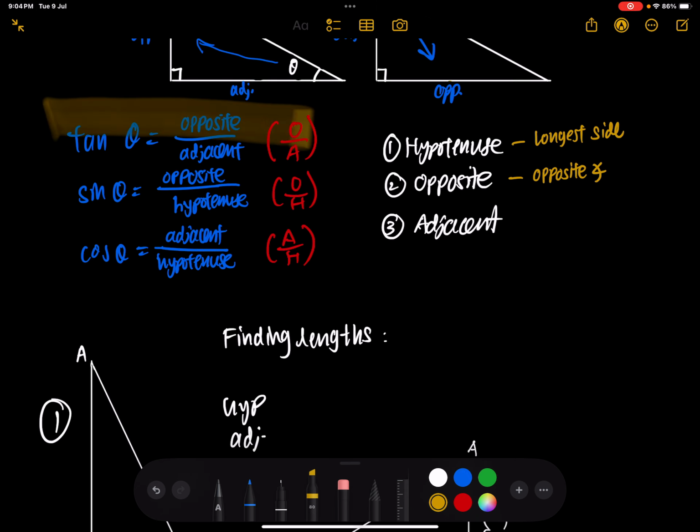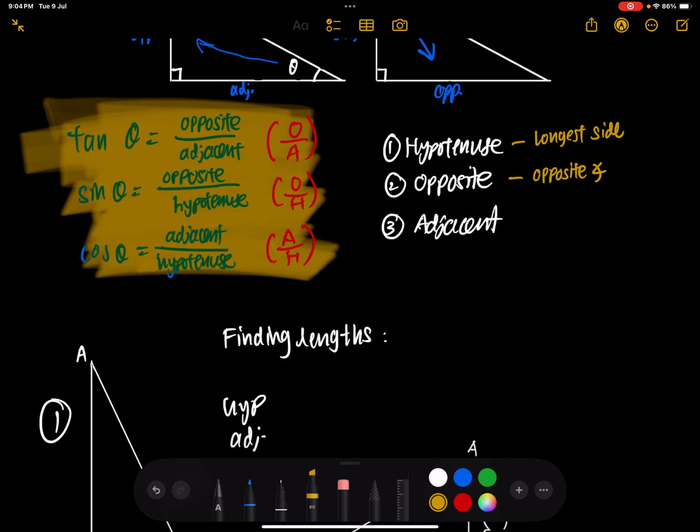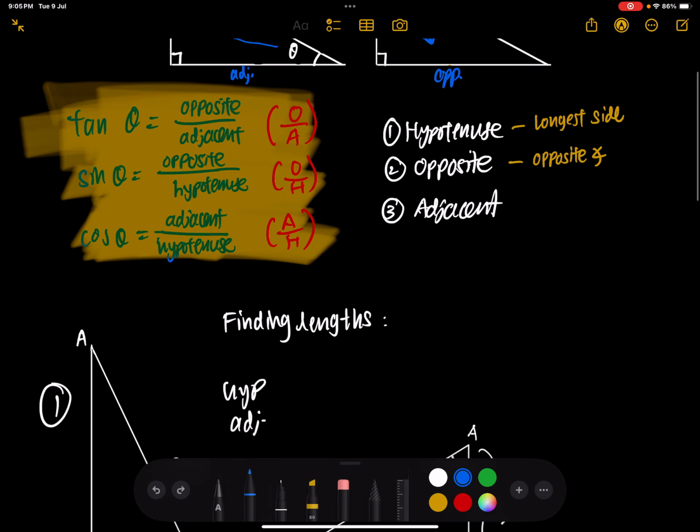Now, look at this. Looks confusing? No, it's not. It's really, really simple, guys. It's literally just like functions. So if you have 2 lengths, I can find an angle. If I have an angle and a length, I can find my other length. Something like that. Okay, let's do some examples.